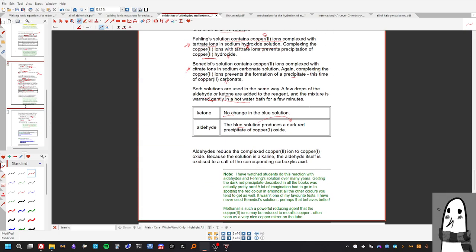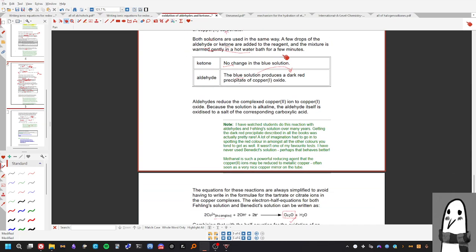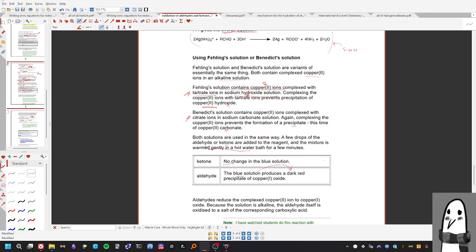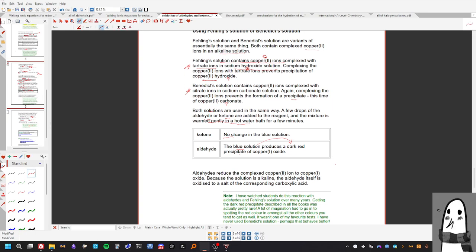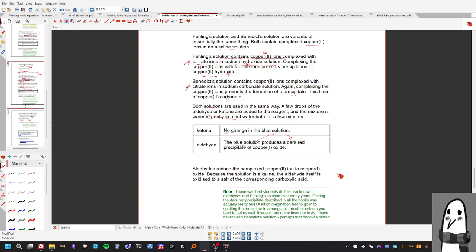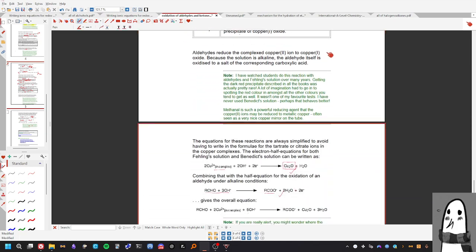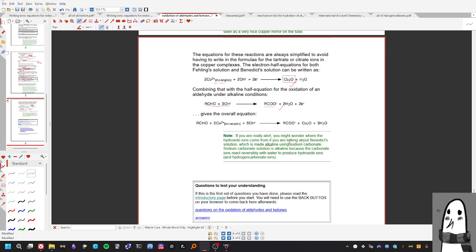So we're just looking at Benedict's here. Since we're using sodium carbonate, you might be wondering where the OH ions are coming from in the Benedict solution. Well, the sodium carbonate that we put in will react. The sodium carbonate solution is alkaline because the carbonate ions will react with the water to produce hydroxide ions. And the water is coming from the Benedict solution.